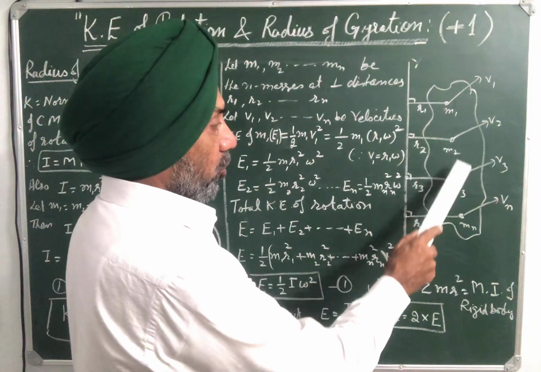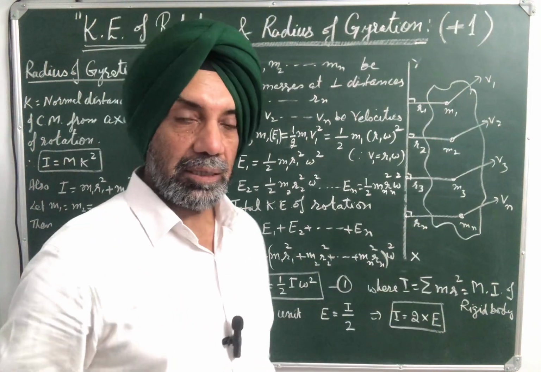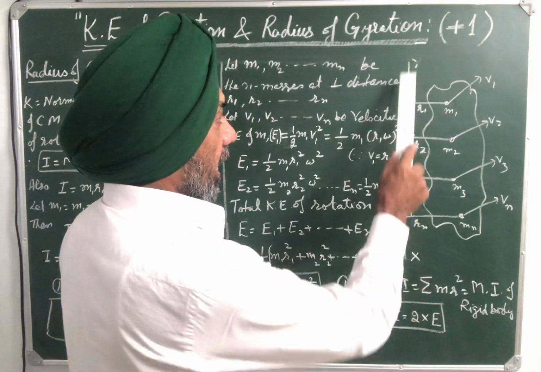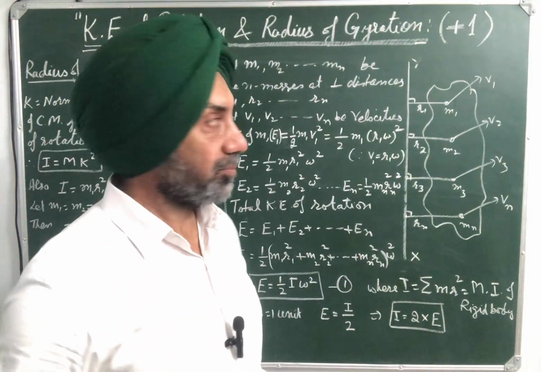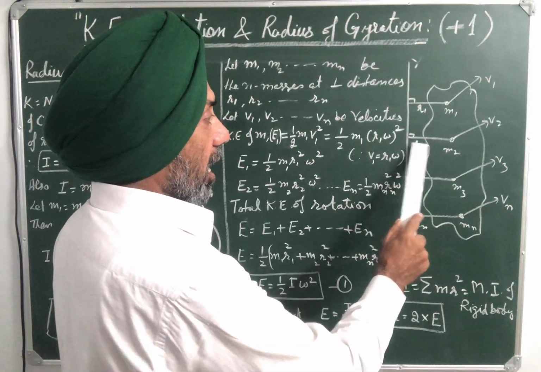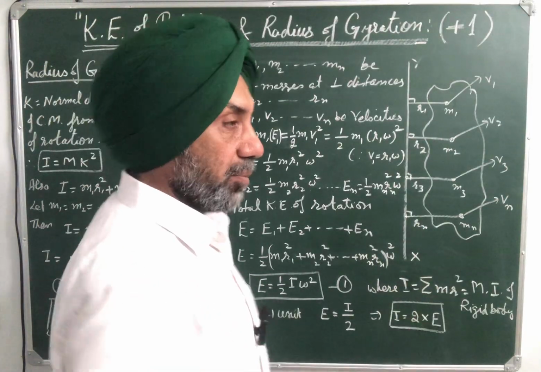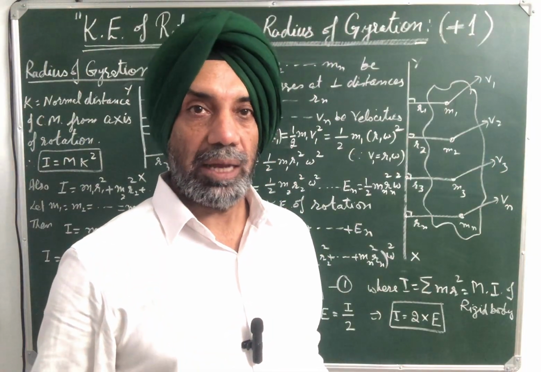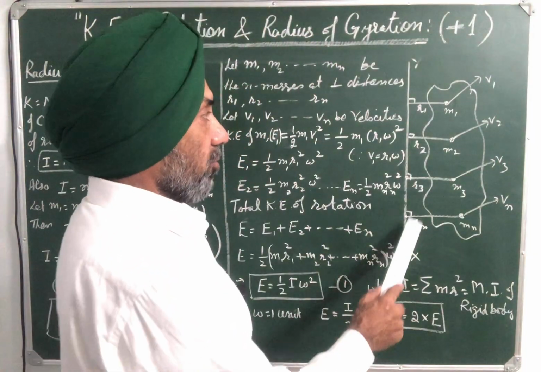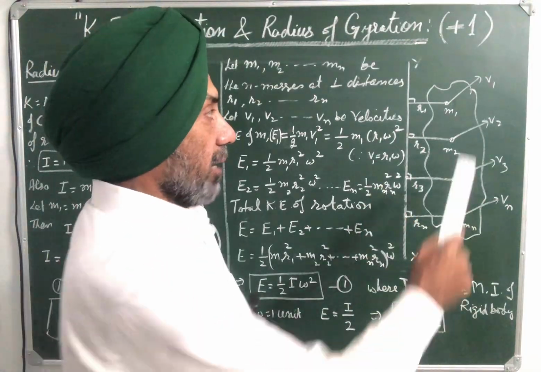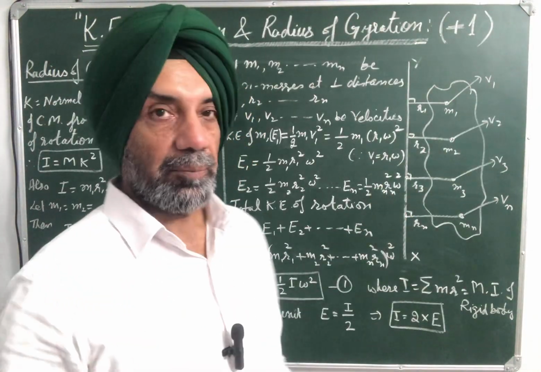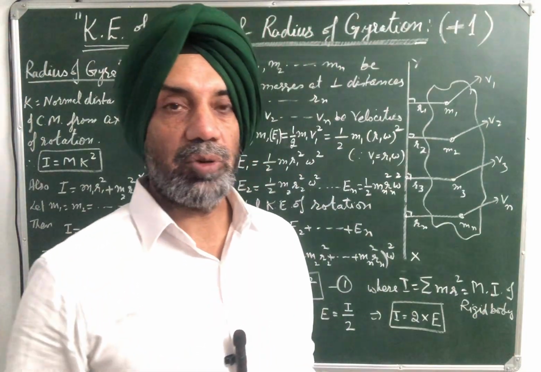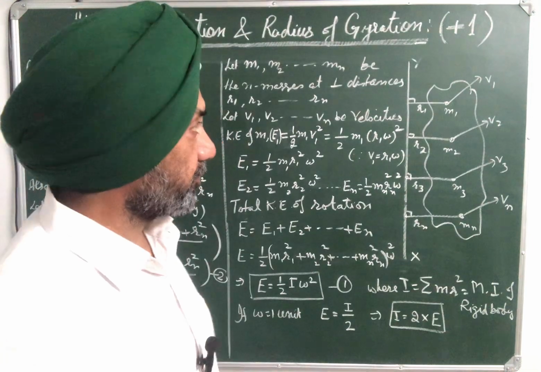let m1, m2 and so on, mn be the masses constituting the body. XY be the axis of rotation. Let r1, r2, r3 and so on, rn be the perpendicular distances of the masses m1, m2 and so on, mn respectively from the axis of rotation. Let v1, v2, v3 and vn be the speeds of the particles m1, m2, m3 and so on, mn respectively.